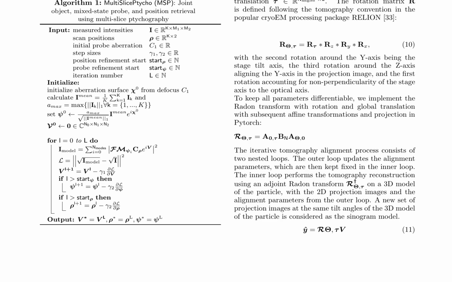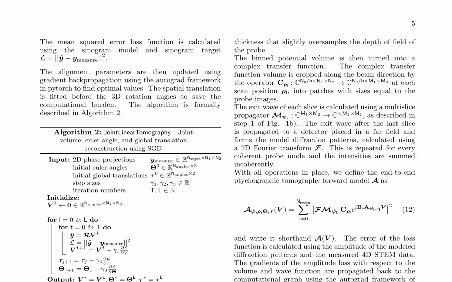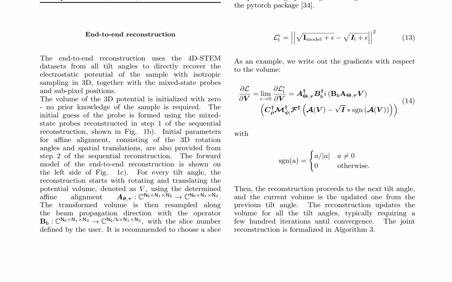The research paper presents a novel method for end-to-end ptychographic tomography, integrating the reconstruction of the electrostatic potential volume, alignment parameters, and multimodal probes in a single computational framework. The approach utilizes a forward model based on the sinogram model and sinogram target, with a mean squared error loss function calculated using the amplitude of the modeled diffraction patterns and the measured 4D STEM data. The algorithm starts with initializing the volume, alignment parameters, and multimodal probes, iterating through each tilt angle until convergence.